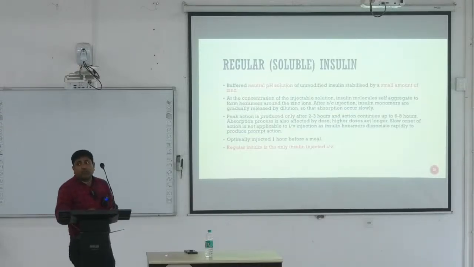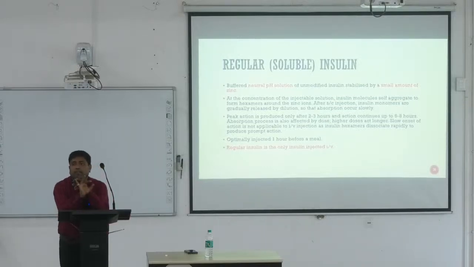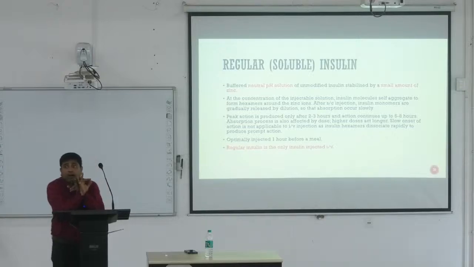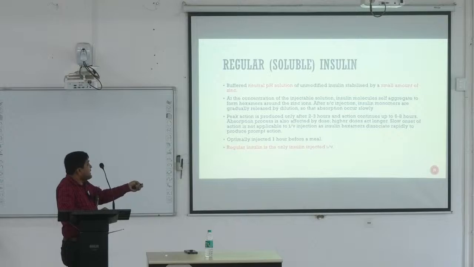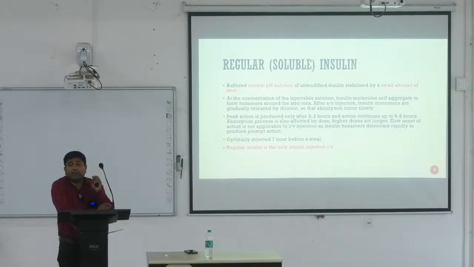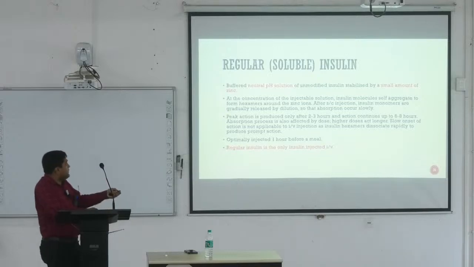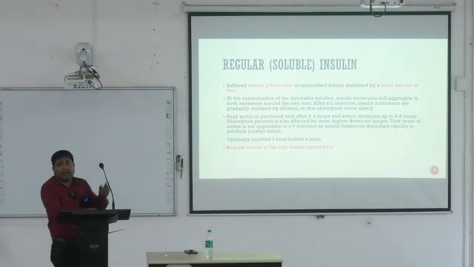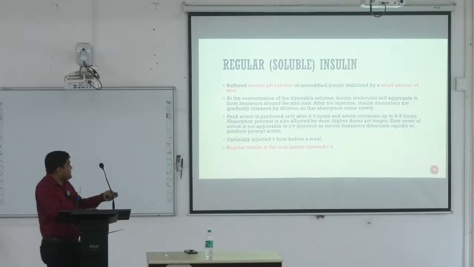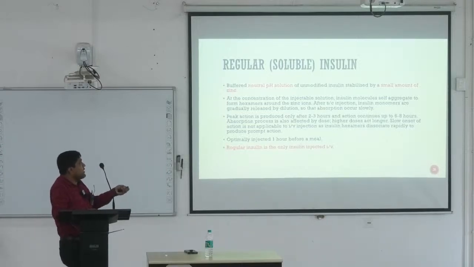Now coming to regular or soluble insulin. Number one, the solution prepared of the insulin is neutral. Number two, they are unmodified insulin and they are stabilized by a small amount of zinc. Now, at the concentration of the injectable solution, they are present as hexamers with zinc ion at the center. Now, when they are injected subcutaneously, they dissociate into monomers and are available for action. So peak action is produced only after 2 to 3 hours and the action continues up to 6 to 8 hours.